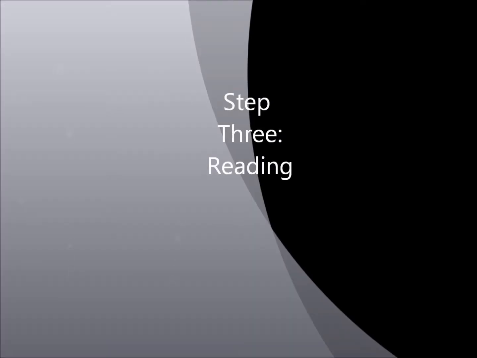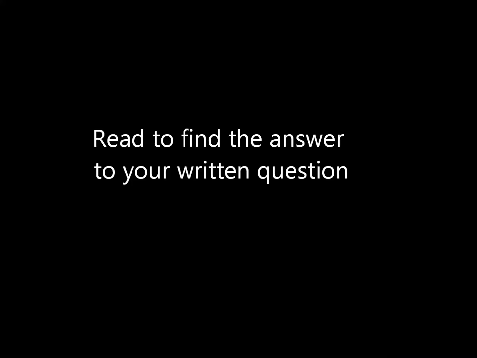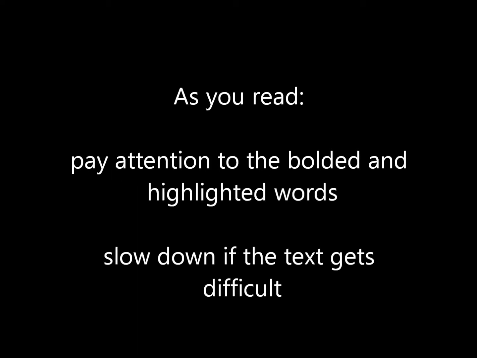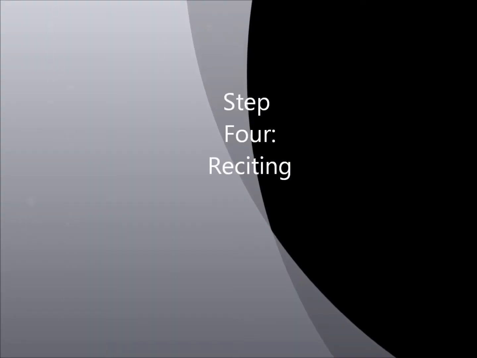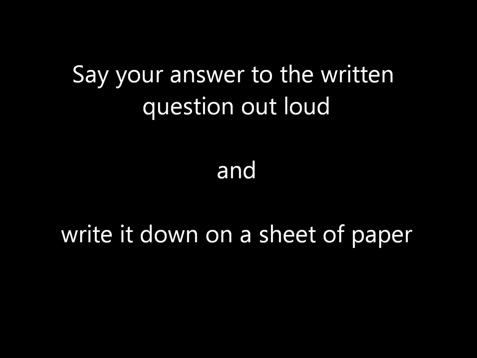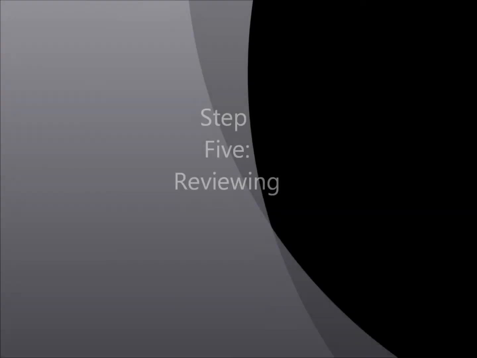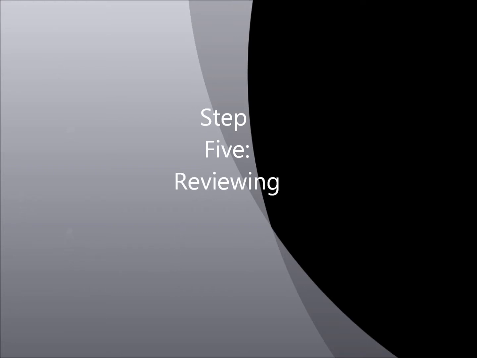The third step, reading, is simply that, reading to find the answer to your written question. As you read, you pay attention to the bolded and highlighted words once again, and you slow down as necessary if the text gets too difficult. The fourth step, reciting, is when you say your answer to the question out loud, and then write it down on a sheet of paper. Today, we will learn about the last step, the fifth step, in reading a text on your own.